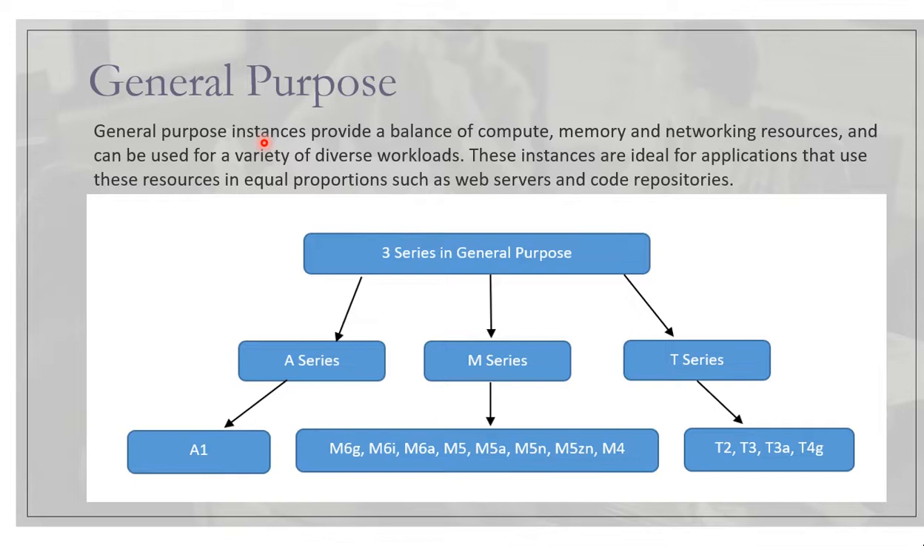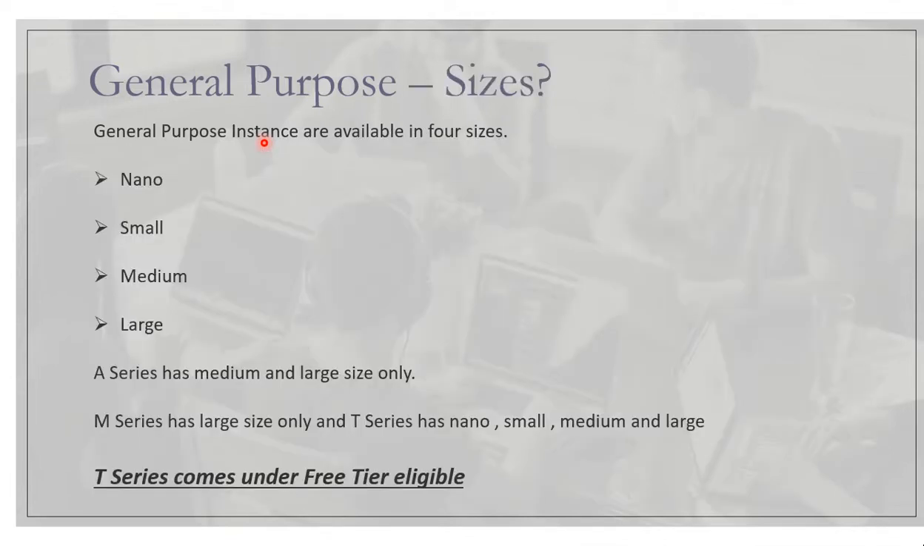Under A they have A1, under M they have a couple, M6 to M4, and under T they have T2, T3, T3A, T4G. T2 is basically a free tier eligible instance. You must have seen in all the demos, whenever we try to create an instance, whether Windows or Linux, we choose a free tier. Under free tier we choose T2 micro. So that is another general purpose instance.